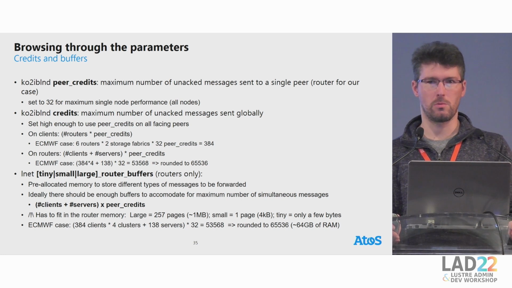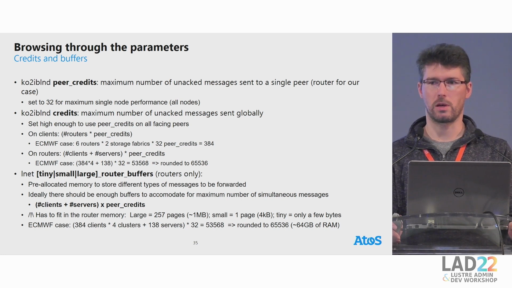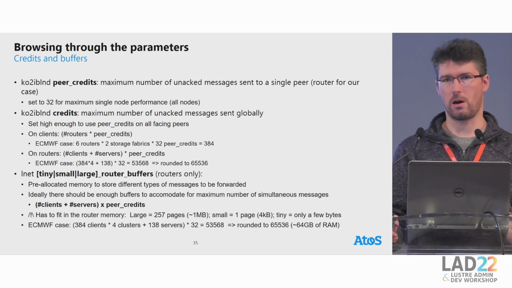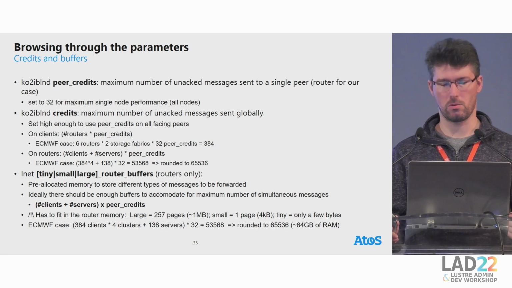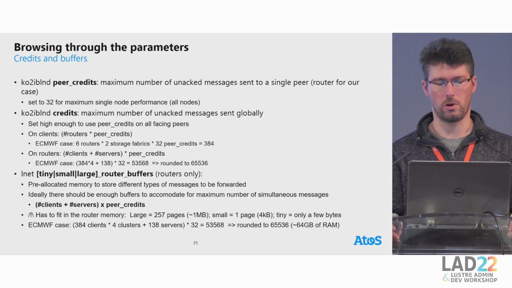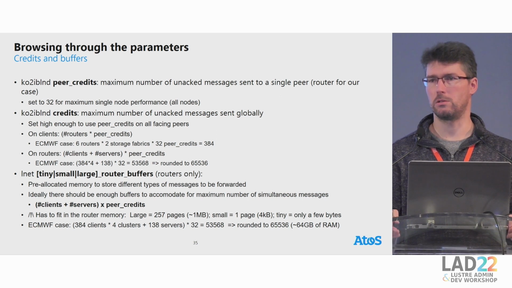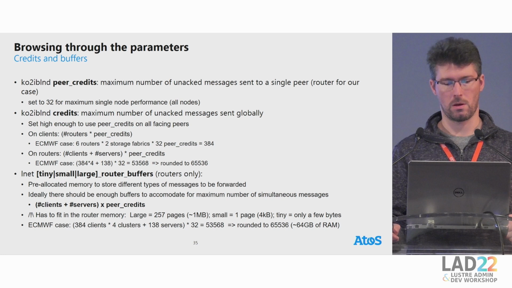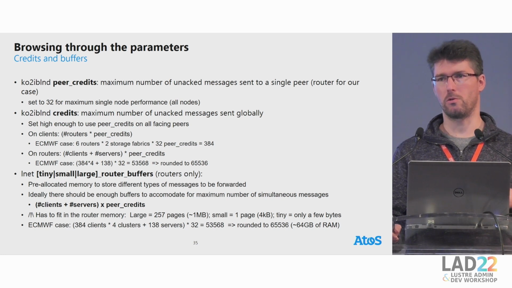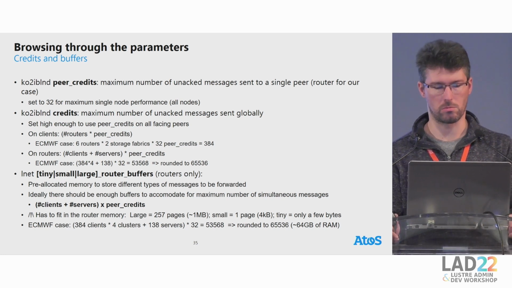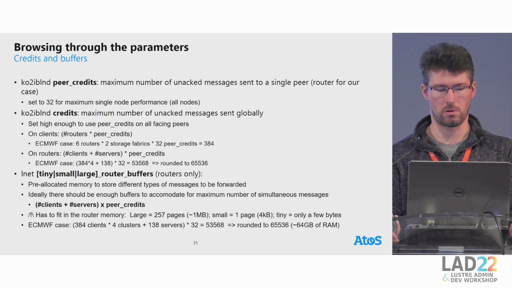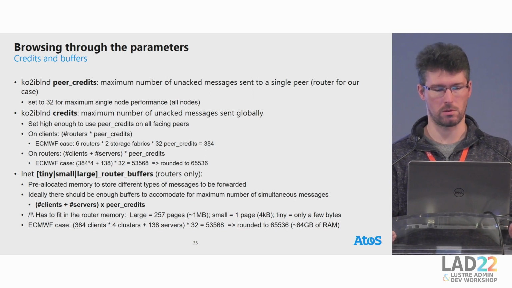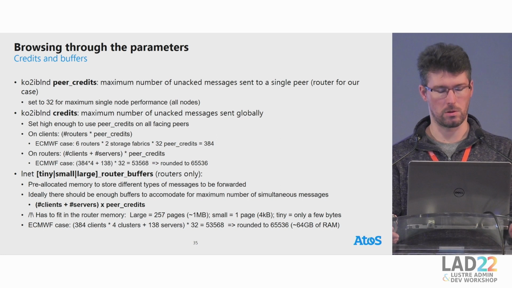Then comes the number of buffers that you want to allocate. The buffers, as I said, are at most 1 megabyte. You have different sizes: tiny, small, and large. The large is 1 megabyte, the small is actually 1 page, and the tiny is only a few bytes, so you don't really bother making them large in quantity.